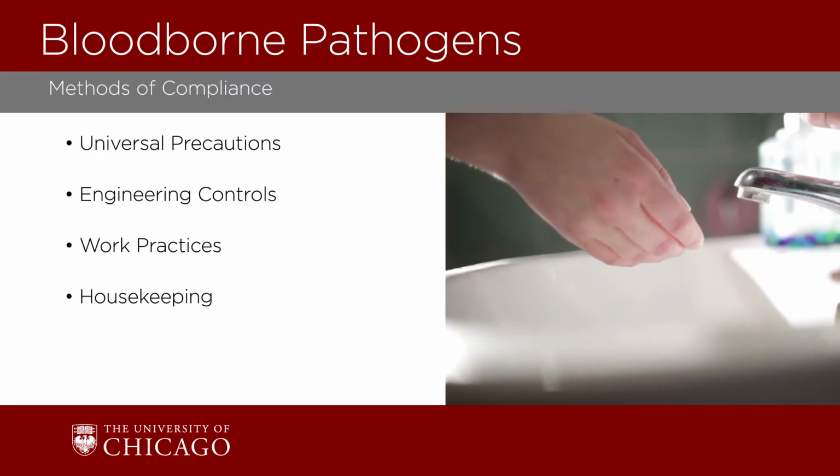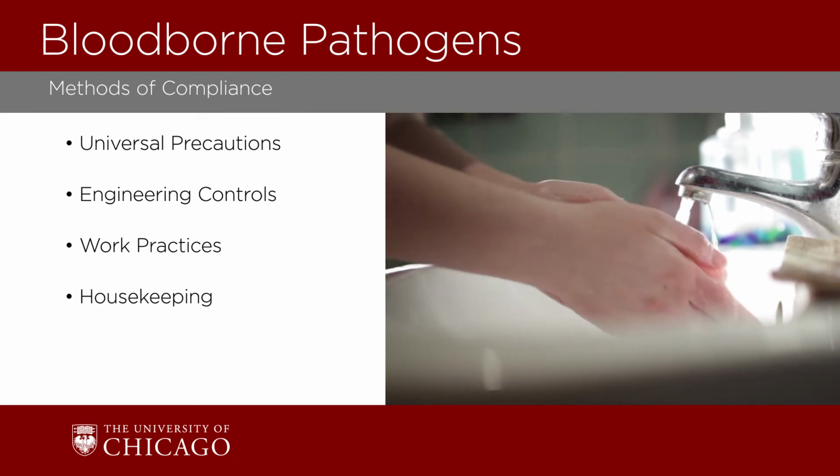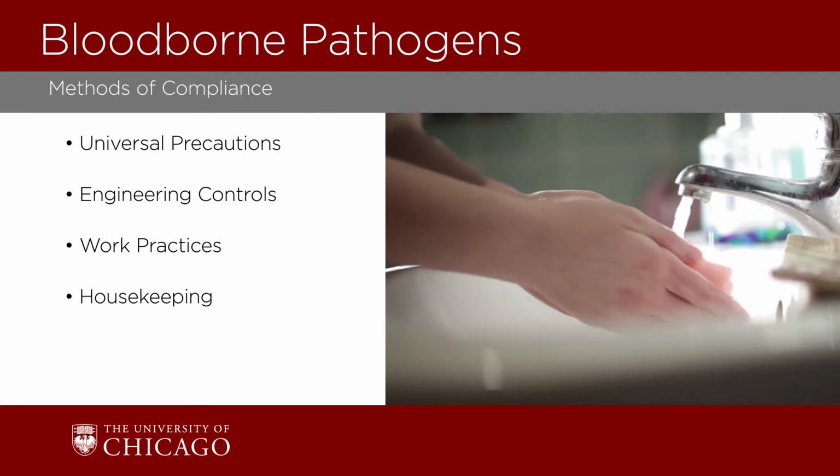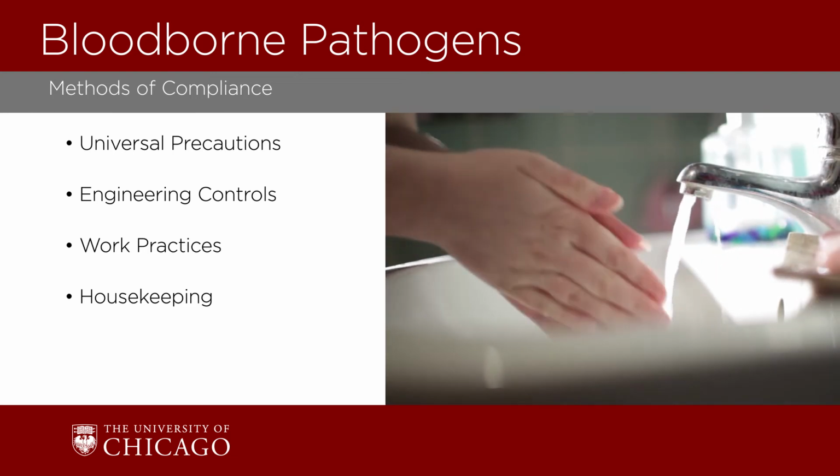Now that we understand the viruses which pose a risk, we will take a look at the ways to protect ourselves. There are 4 main categories of compliance methods: universal precautions, engineering controls, work practices, and housekeeping.